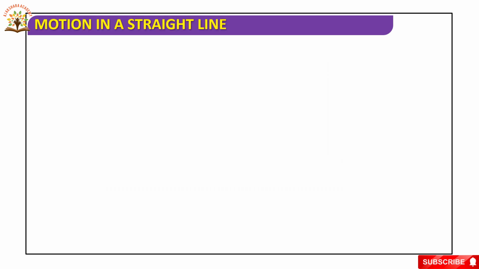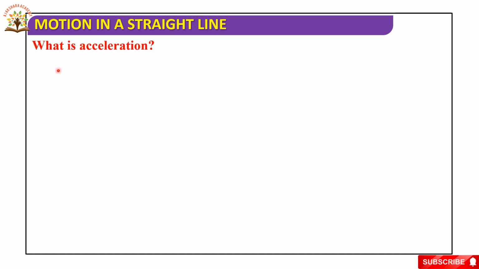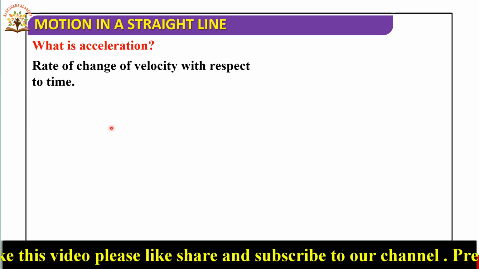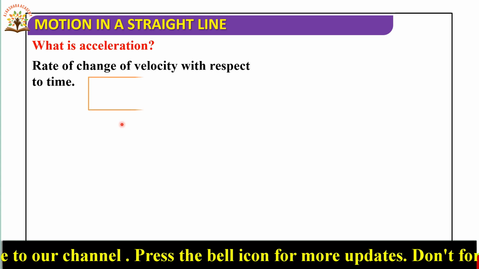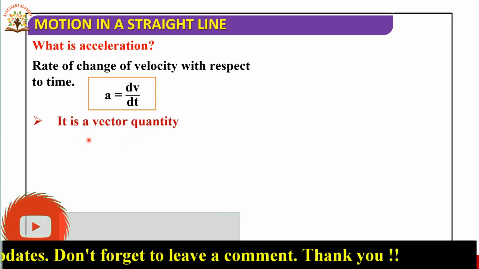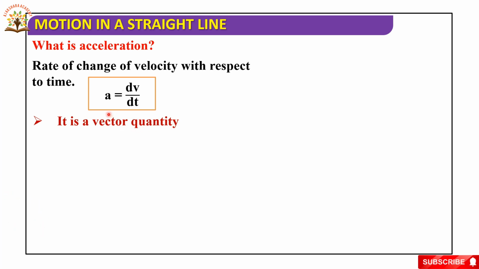Okay, let us go to today's topic, acceleration. First, what is acceleration? Acceleration is nothing but the rate of change of velocity with respect to time. So, change in velocity by time taken is known as acceleration. a is equal to dv by dt. It is a vector quantity, denoted by the letter a. Rate of change of velocity with respect to time is known as acceleration. Acceleration is a vector quantity.